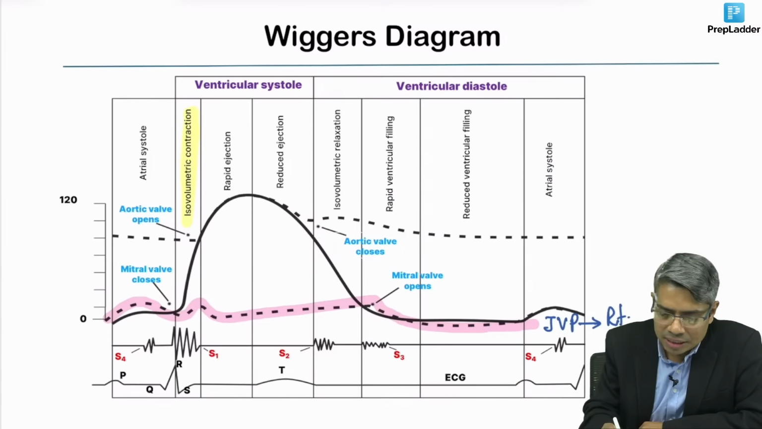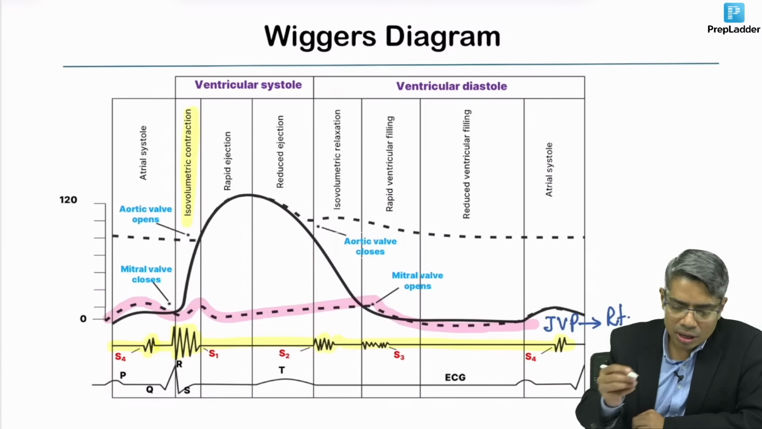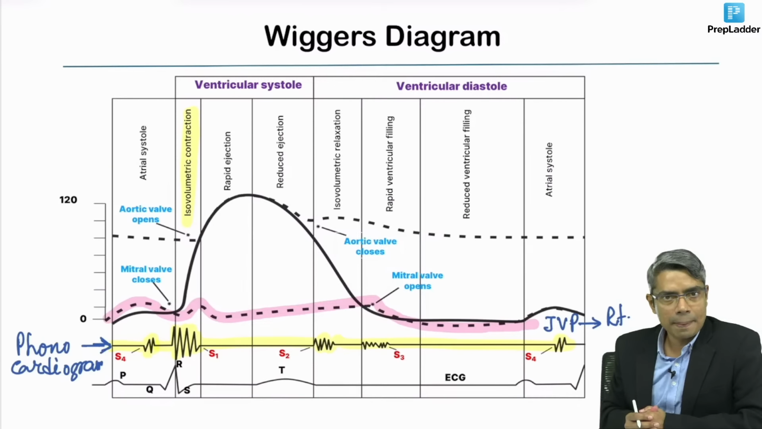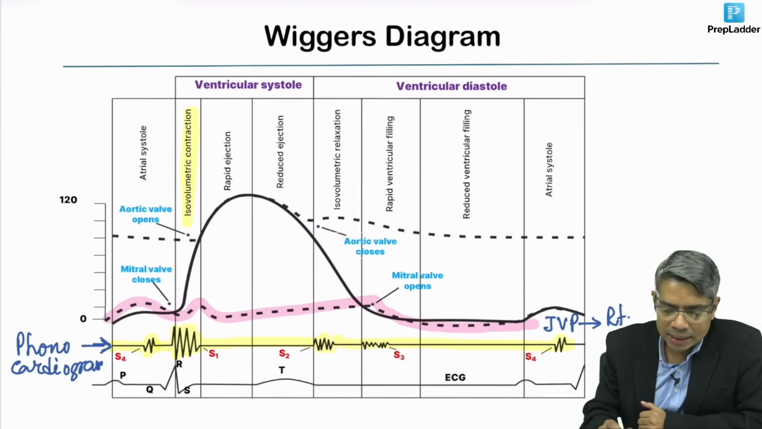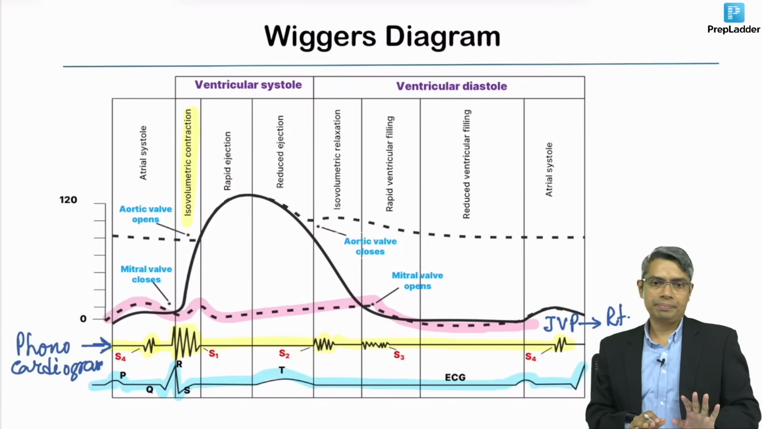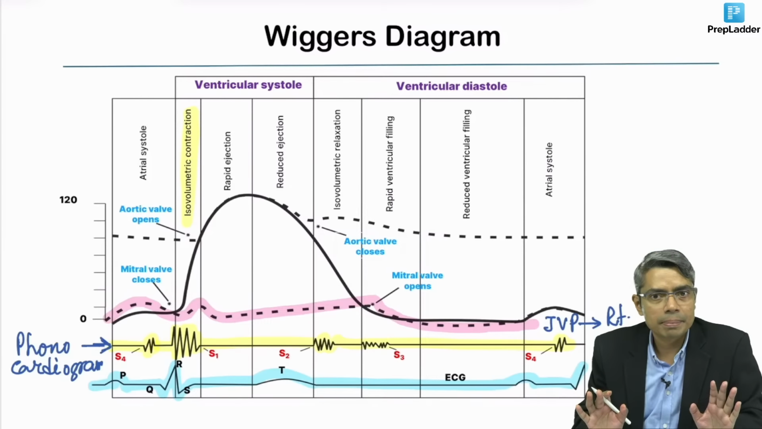Now, next, just below this JVP diagram, if you look carefully, you are getting the phonocardiogram. This is the recording of the heart sound. The recording of the heart sound is done by an equipment known as the phonocardiogram. Okay. And below that you are getting the recording of the ECG, P, Q, R, S. At least you should remember these three diagrams from the Wiggers diagram. The other things you may not.